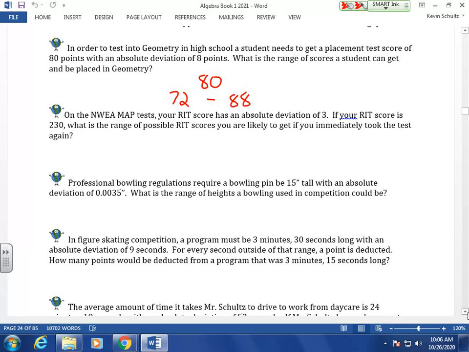on the end of the MAP test, your RIT score has an absolute deviation of 3. If your RIT score is 230, what is the range of possible RIT scores you're likely to get if you immediately took the test again? So 230 is what you got, but with an absolute deviation of 3, that's 3 points above and 3 points below.